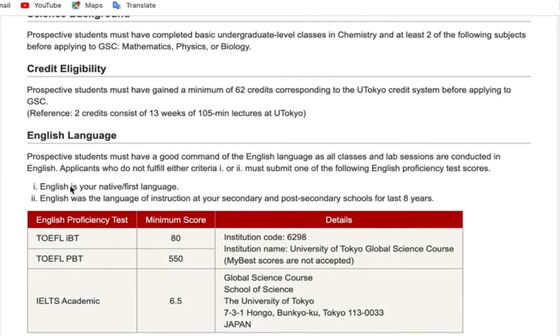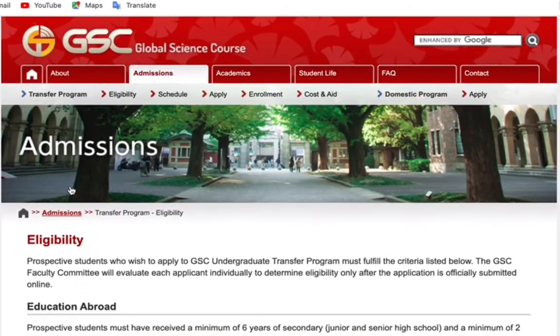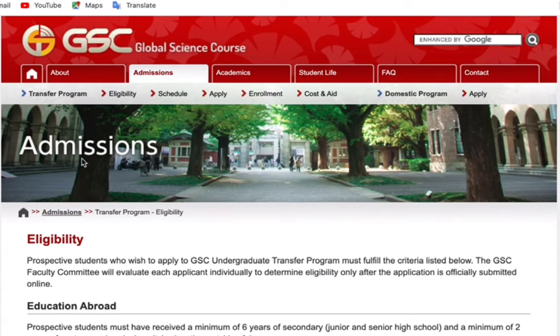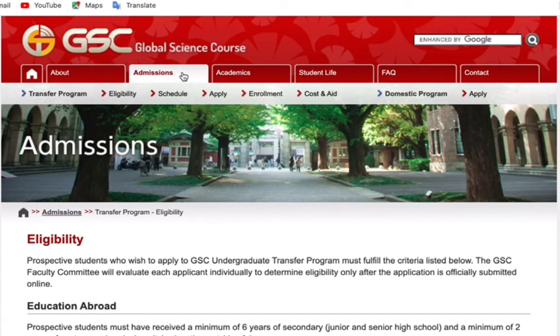So this is it. So yeah, this is all that I'll be showing you. So this is the program that accepts transfer in the University of Tokyo. So if this is a program you're interested in, then I recommend that you look at it in detail.